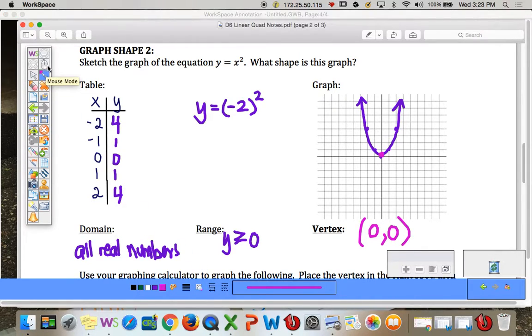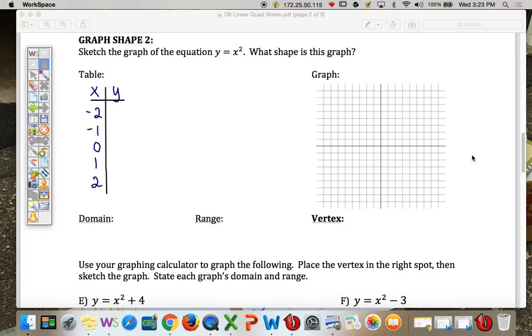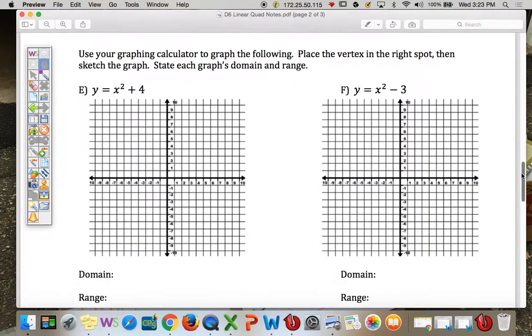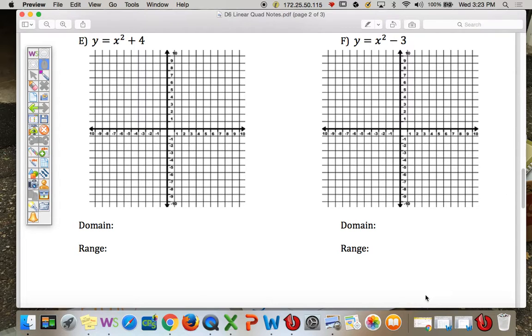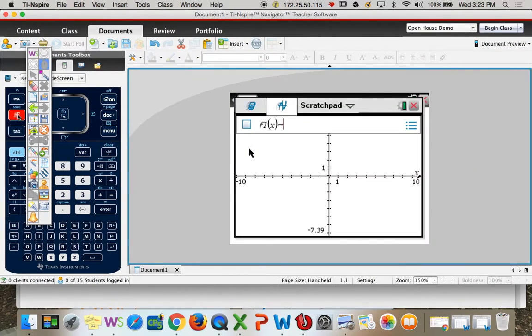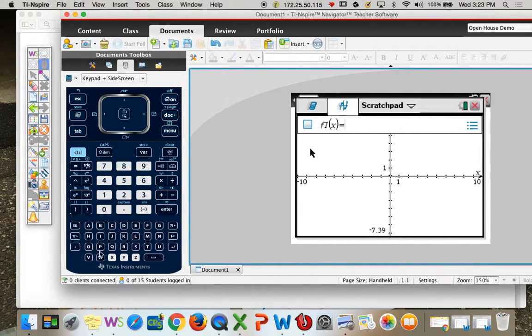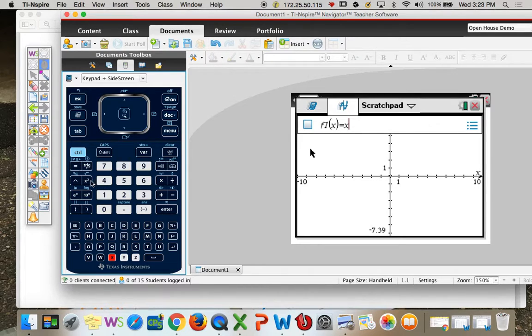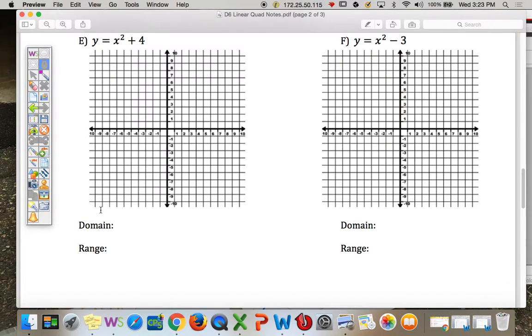It says using your graphing calculator, graph the following, place the vertex in the right spot, and then sketch your graph. State each graph's domain and range. All right, so let's graph. If I open a graph page here. Okay, so here is the next graph. It's x squared, but this time it's plus 4. And if you take a look, that one looks like it moves up 4 here. 1, 2, 3, 4.